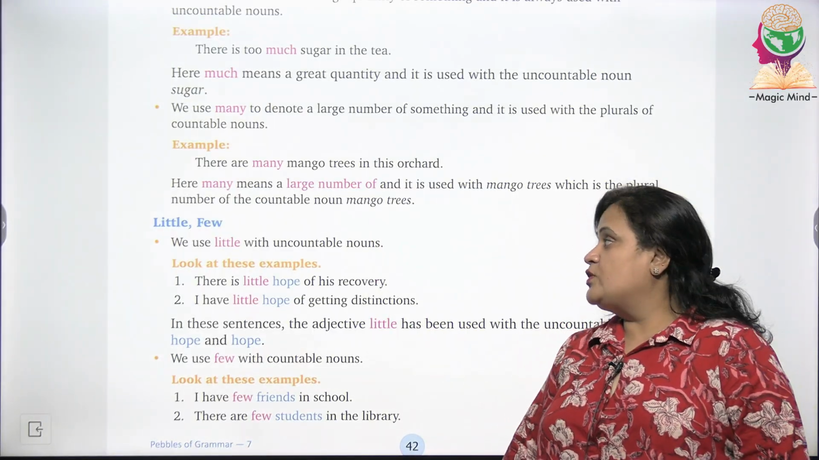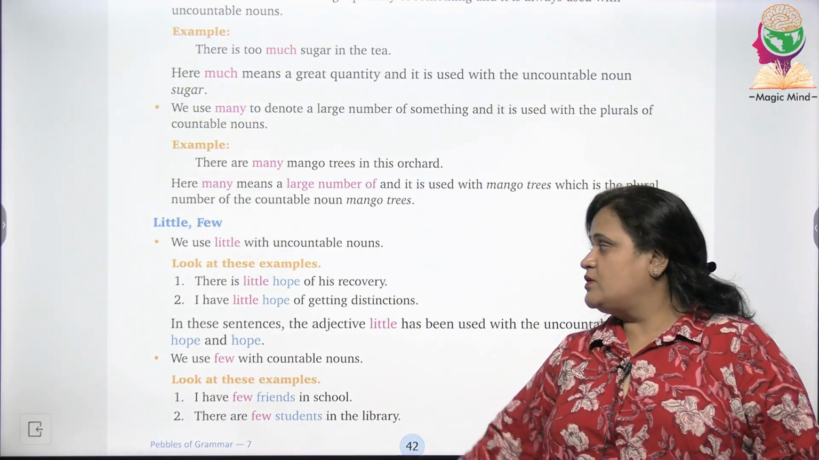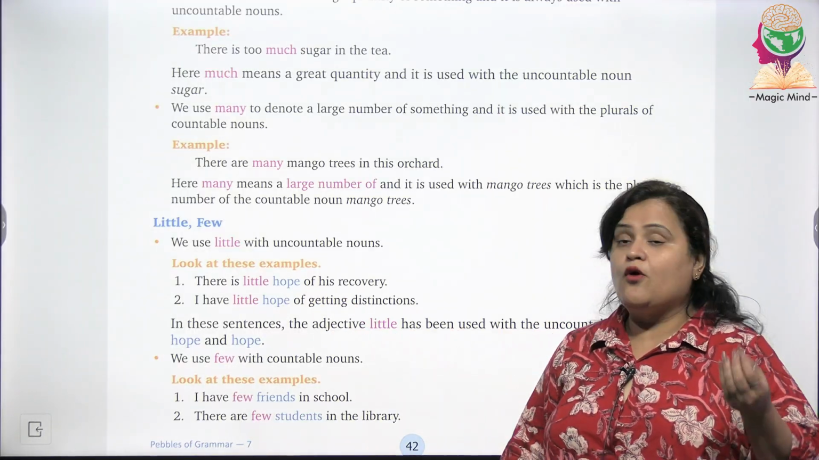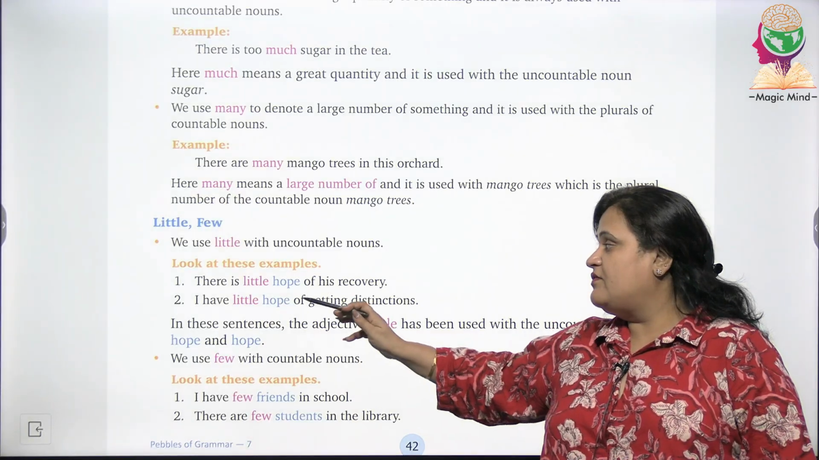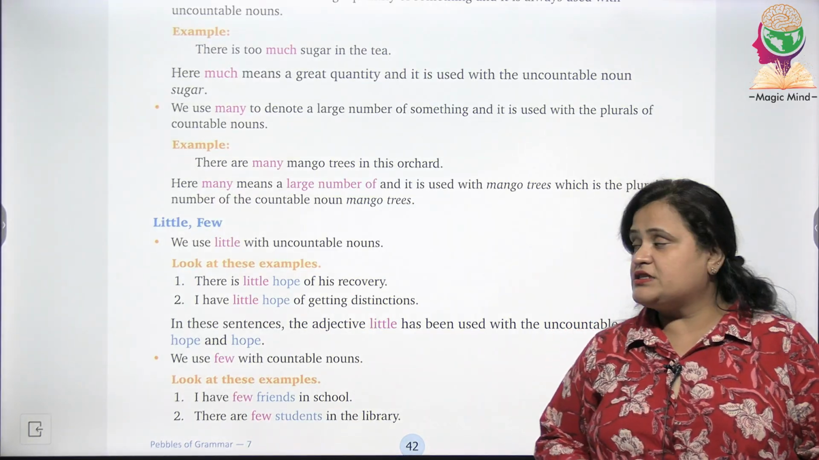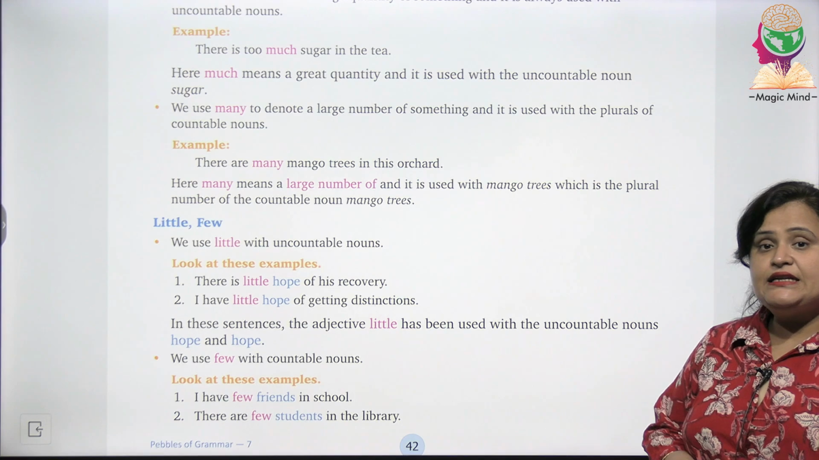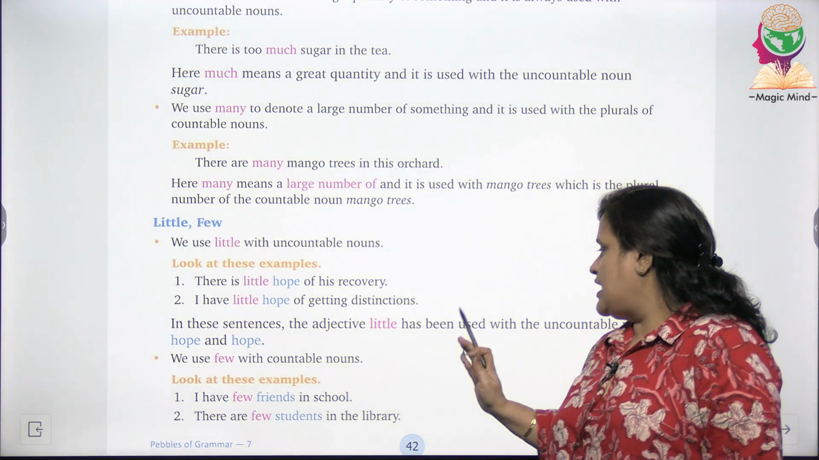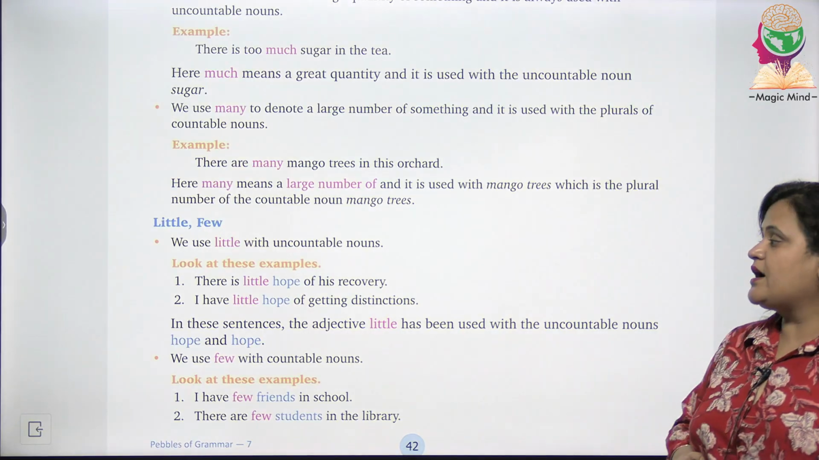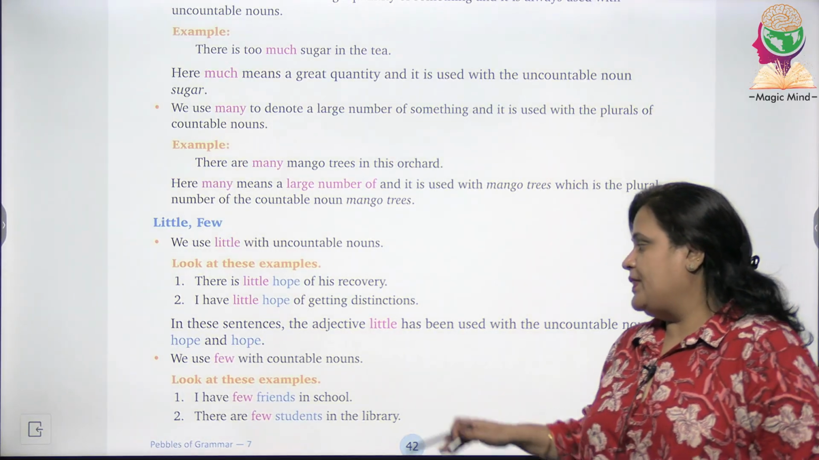Little, few. We use little with uncountable nouns. Example, there is little hope of his recovery. I have little hope of getting distinctions. In these sentences, the adjective little has been used with the uncountable noun hope.